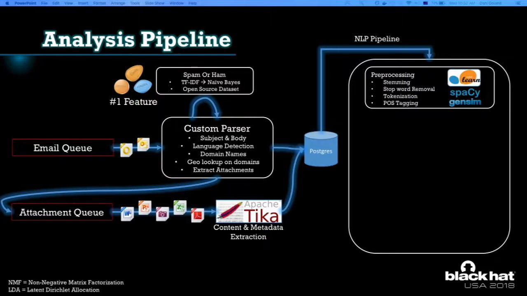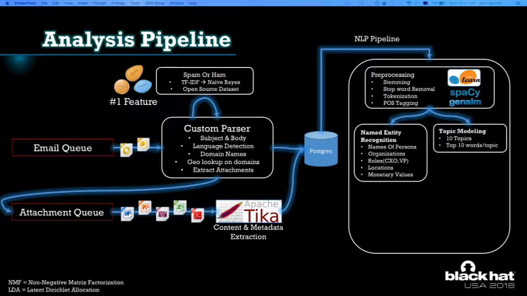So we started pre-processing, stemming the data, taking out stop words, common English words that were no use for taking out information. You can see we used sklearn, spaCy, and Gensim. After that, we did two things. We did topic modeling to get a few topics from the email to get a sense of what it's about, if there's anything special going on inside. And we did named entity recognition to get names of people, names of organizations, monetary values, roles of people, and locations.